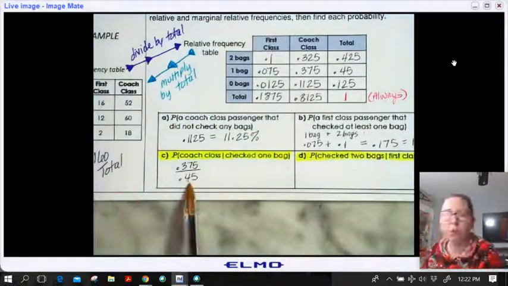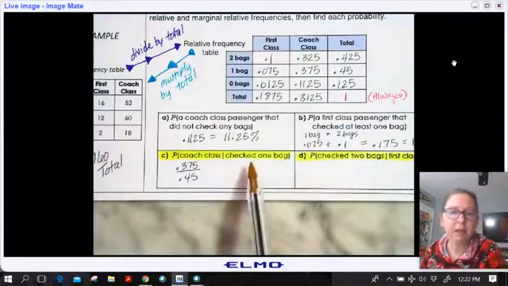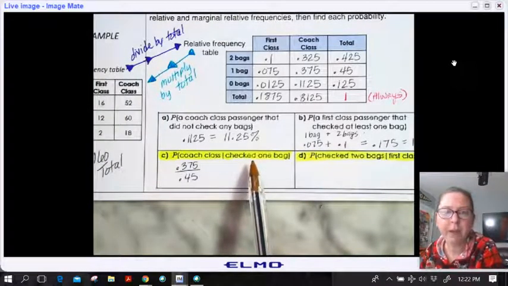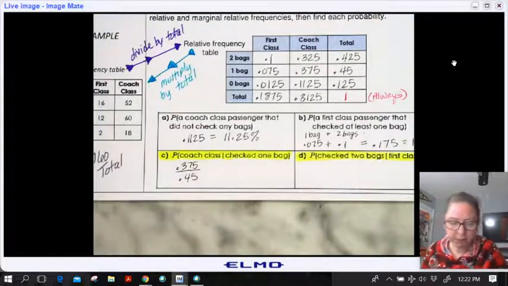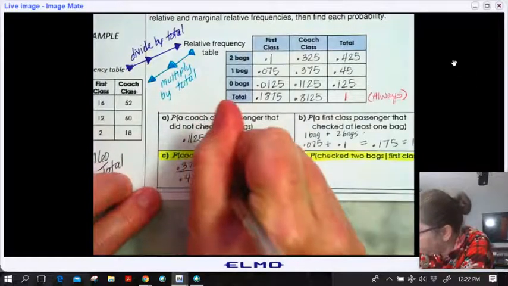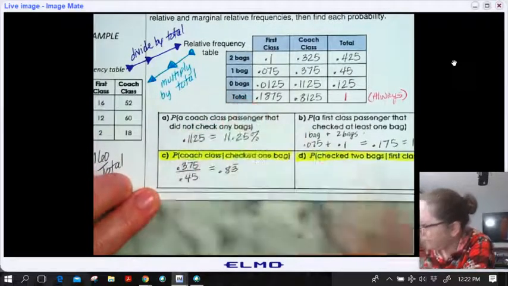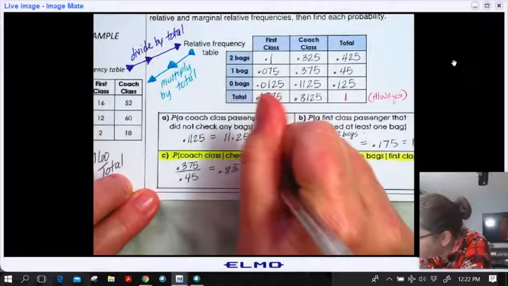Okay. How do I know which one of the totals goes on the bottom? It's going to be the second piece of information. Okay. All right. And so now let's go ahead and simplify this. And I get 0.83 repeating, which is going to be the same as 83.3%.